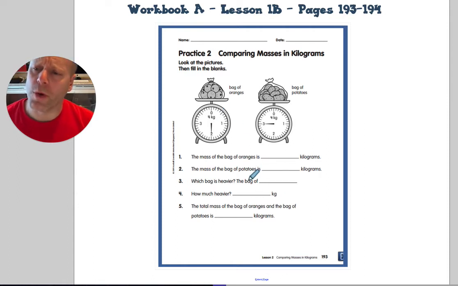How much does this one weigh? How much does that one weigh? Which is more? And then they're going to say, how much more, right? Or they could do something else.